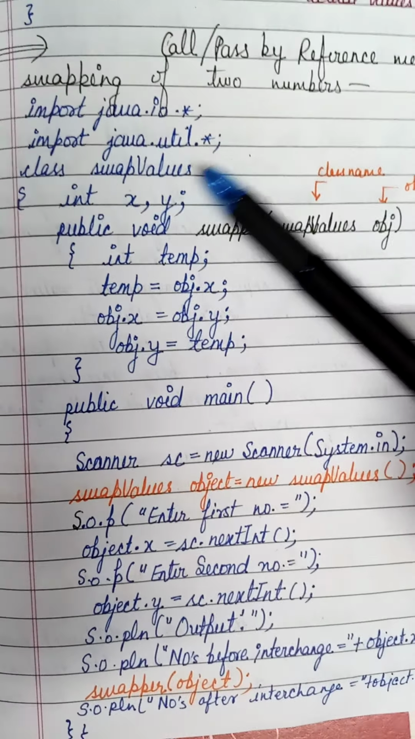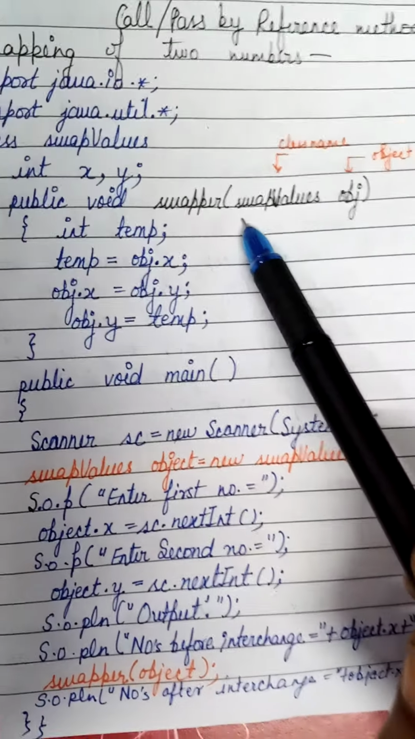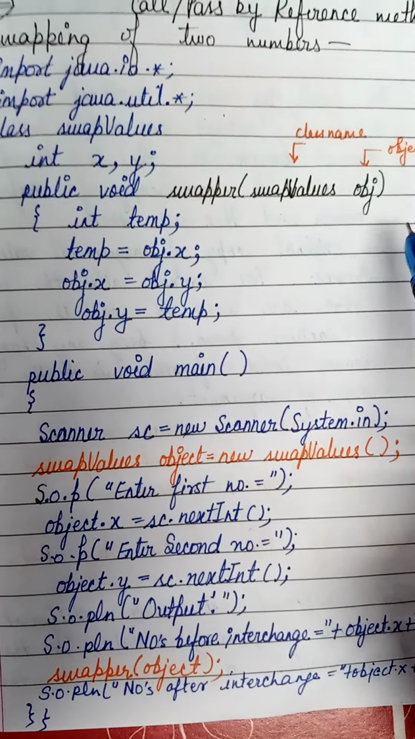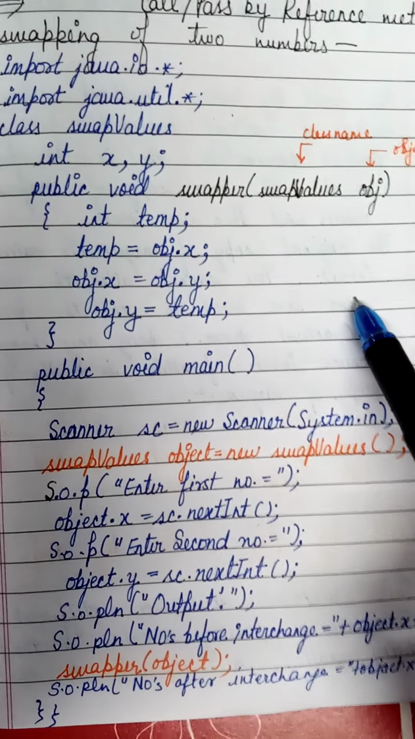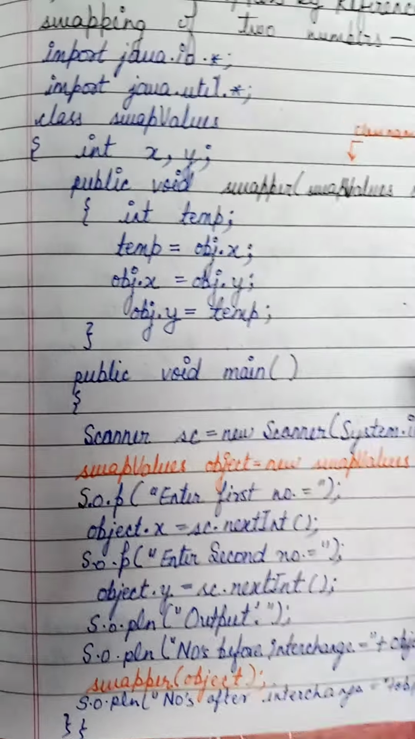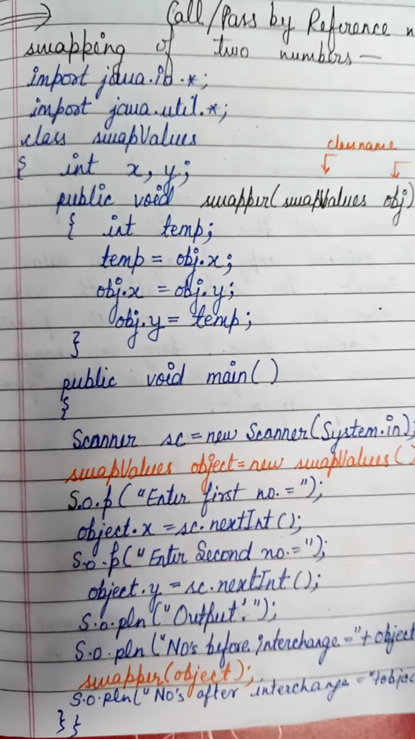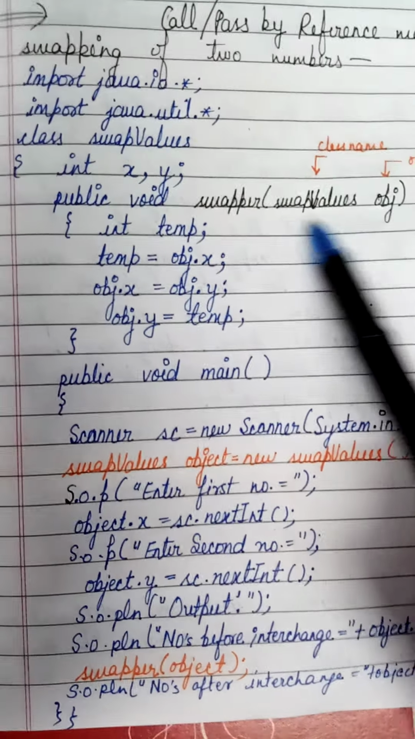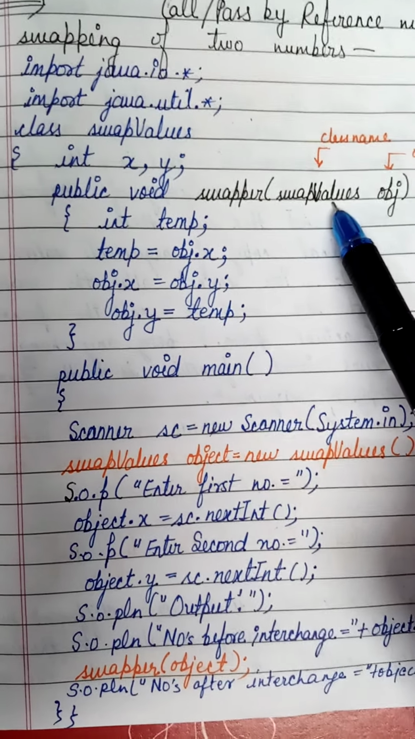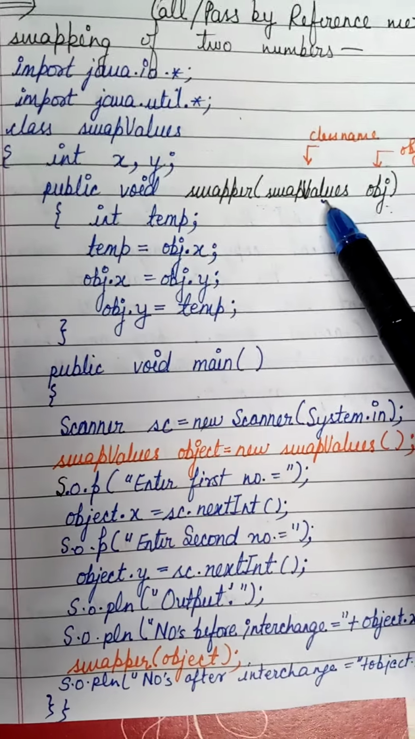Packages will be the same. Class SwapValues. We have taken class variables x and y. Swapper function. Now here we are not going to pass actual values, integer x or y in this case. We are going to pass the object of SwapValues. The class is SwapValues, so we will pass the reference of the values, that will be the object of the class. So we will be receiving that within the same type. We will be passing the object of SwapValues, so we will be receiving it within a variable that will be of type SwapValues, the class name.